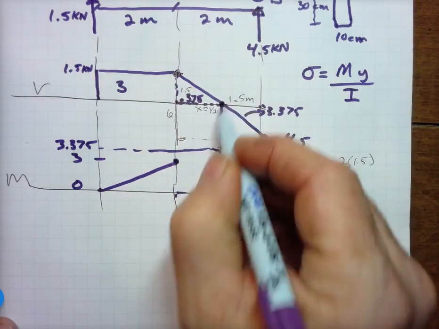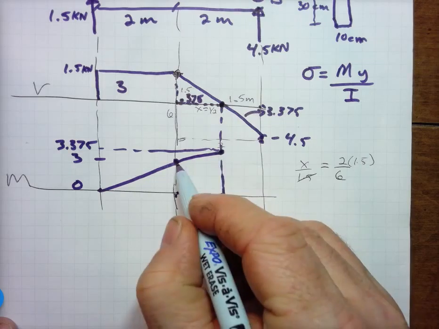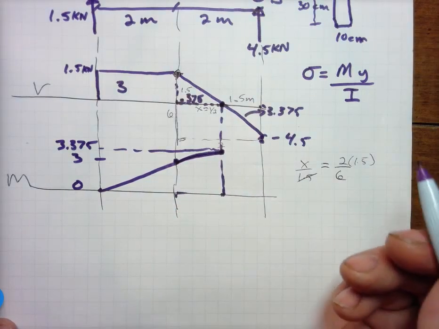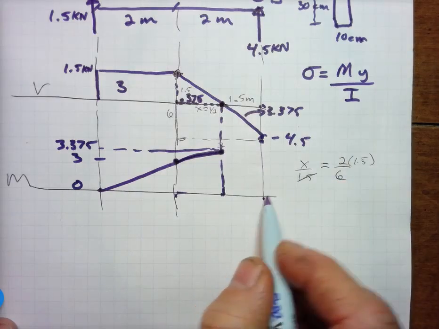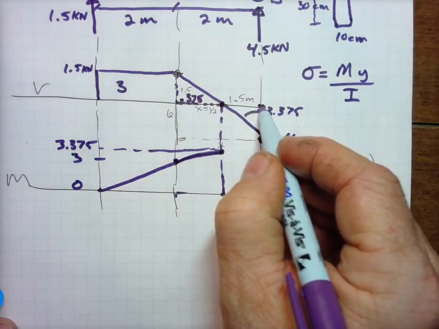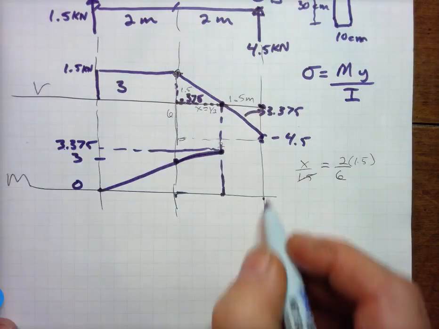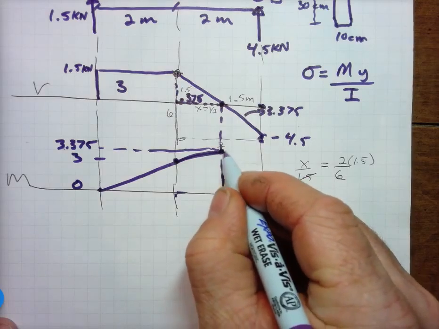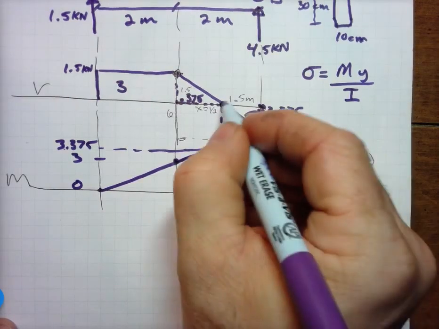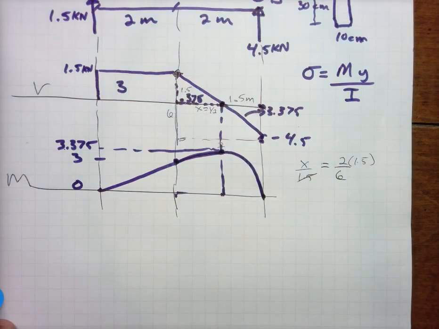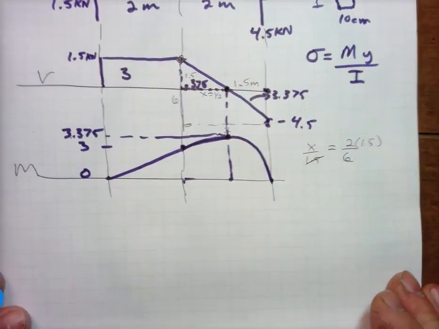The value of shear there is 0, so the slope needs to be 0. So that's kind of curved there. As I go to the next important point, I need to go down, because that's negative 3.375. I start at 3.375, I go down to 0. And again, V is 0, so the slope is 0. And there's our moment diagram. All right, making some progress.